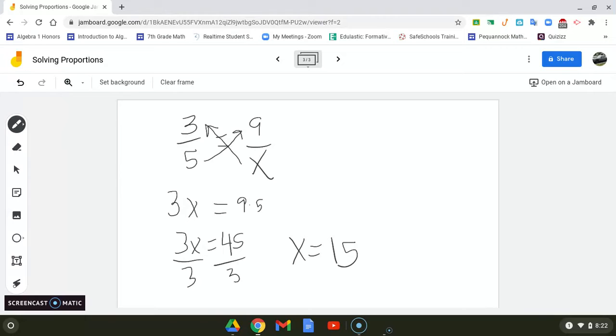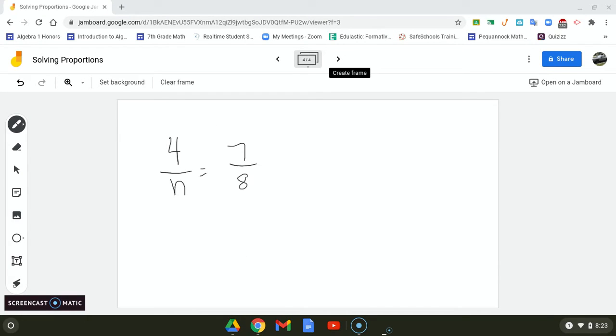So let's see how this works for another problem. If you look at it, you really can't scale. Like you could, but it's not a real simple thing to do. You would have to say 4 times something is equal to 7. And it's not something that comes to you right away. So we're going to use the other method, the cross product method.